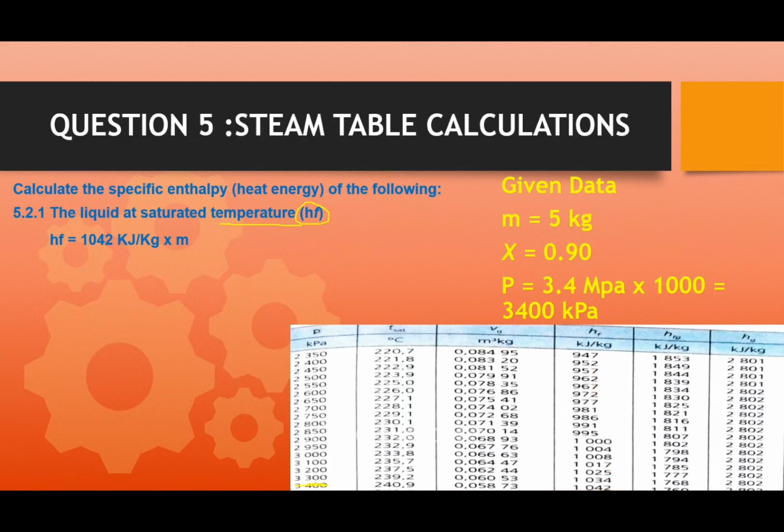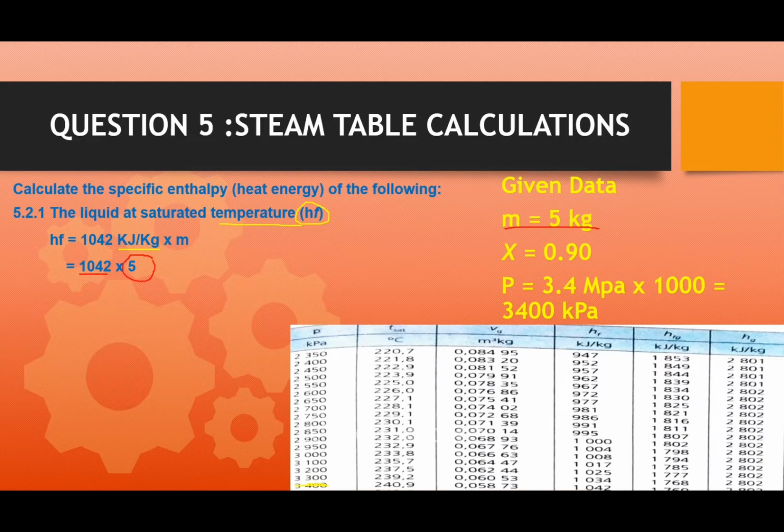So here you can see I have HF. The liquid enthalpy at saturated temperature is 1,042, but this is kilojoules per kilogram, which means this amount of heat energy or liquid enthalpy that is given off is only for 1 kilogram. According to my question, I do not have a mass of 1 kilogram, I have a mass of 5 kilograms. So what we are going to do next is take the value or the answer that I just had and multiply by the mass of 5.